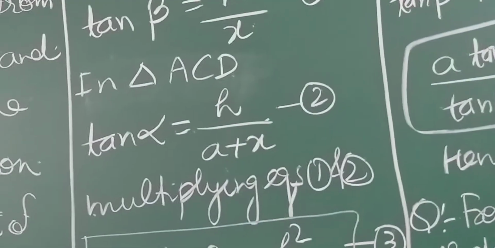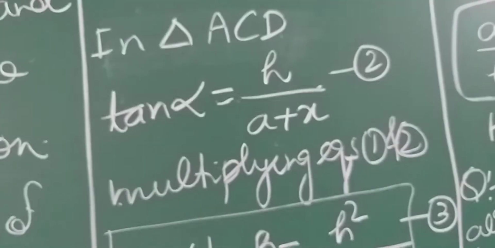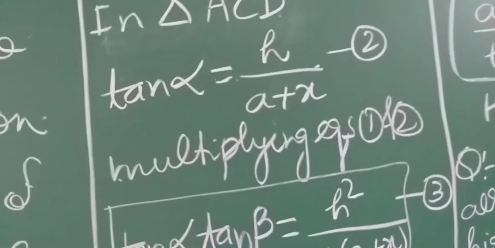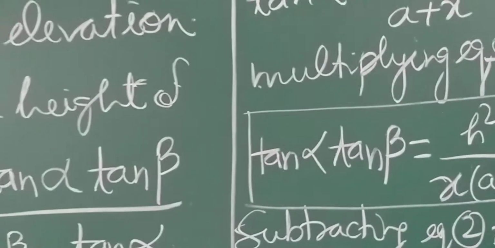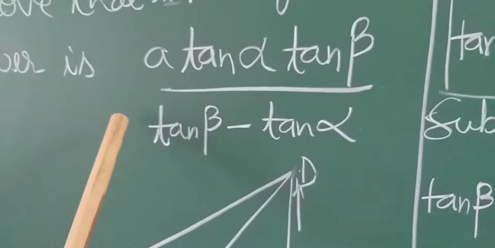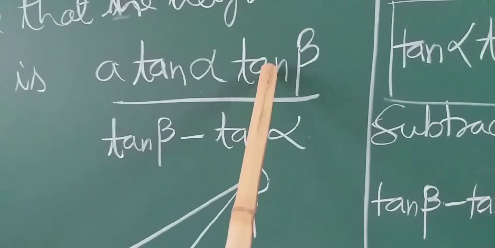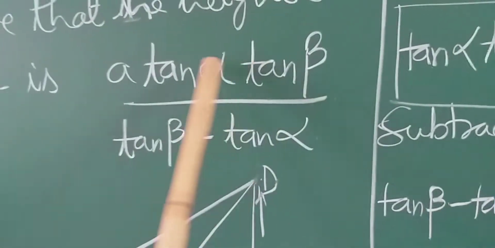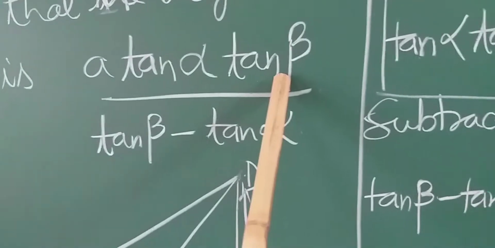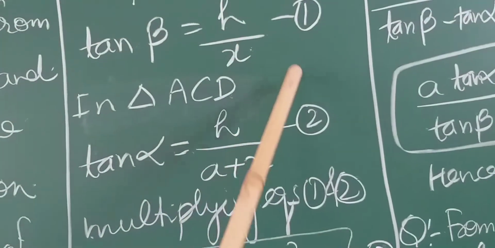Equation number 2. Now students, we have to check what we need, so according to that we have to do the calculation. You can see what we have to prove. In the numerator we need tan alpha into tan beta, the product of tan alpha and tan beta. That's why students, we are going to multiply equation 1 and 2.